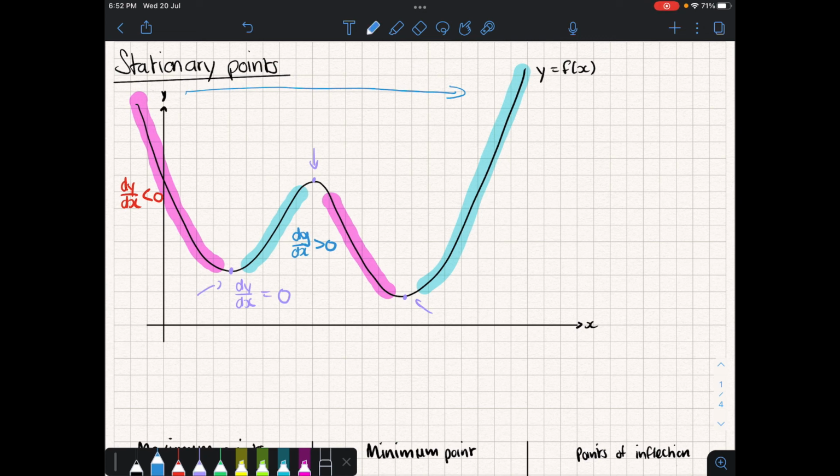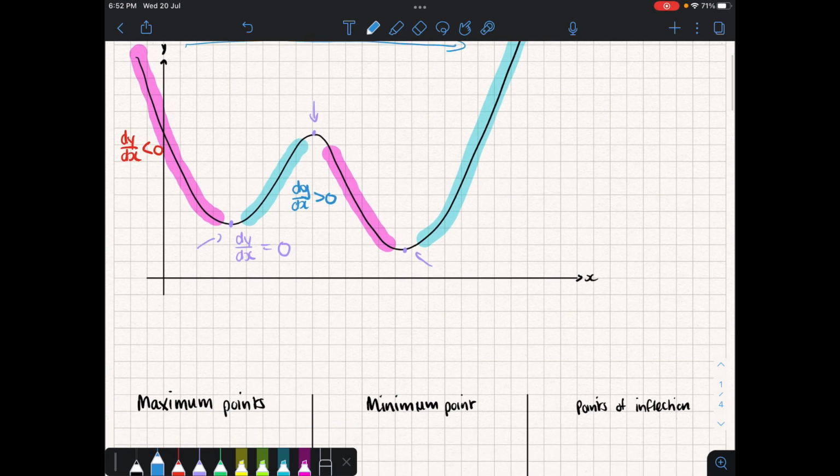So we have these stationary points. Any stationary point on an equation is where the equation has zero gradient. We have two types of stationary points. The first type we're going to look at are what we see on this graph here, and that's what we call turning points. Turning points are a specific type of stationary point, but they're not the only type of stationary point.